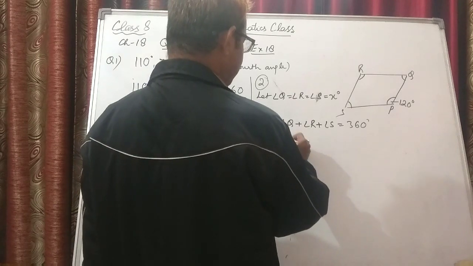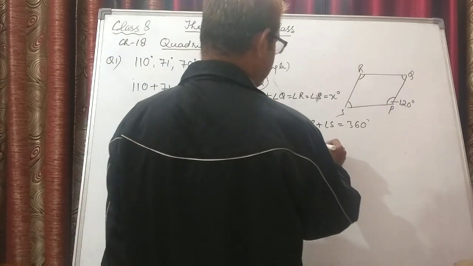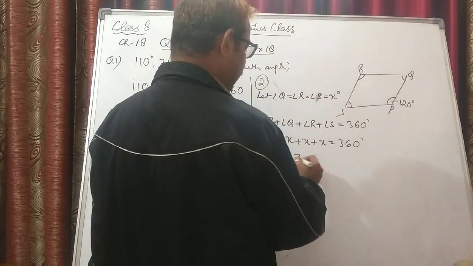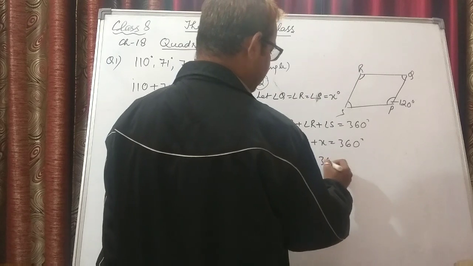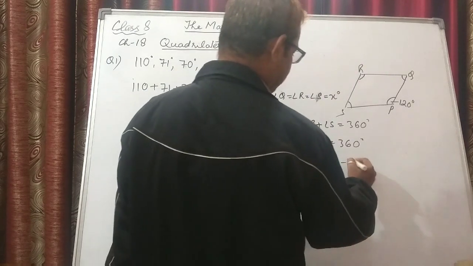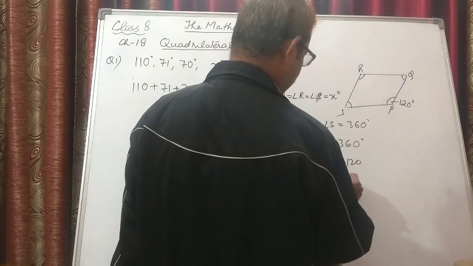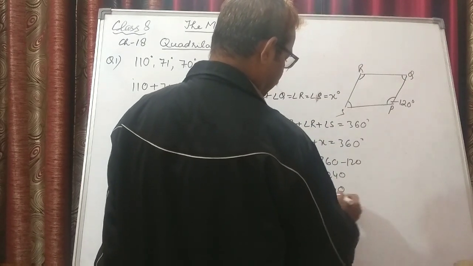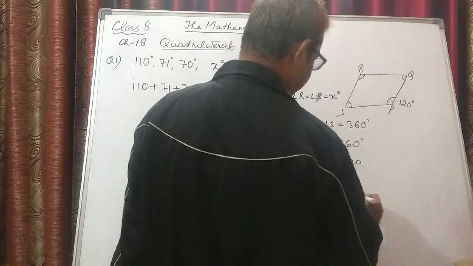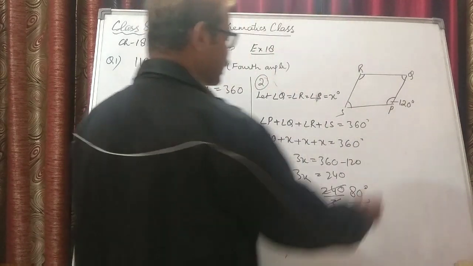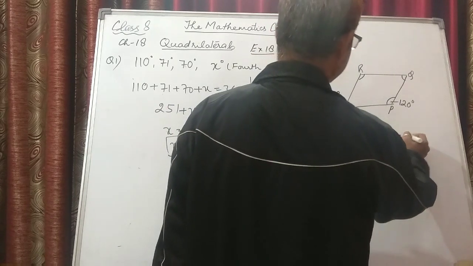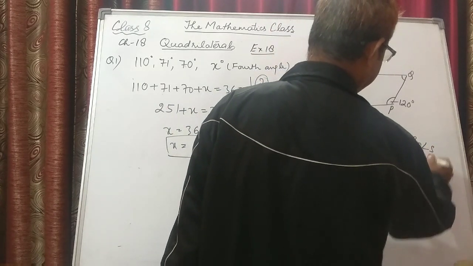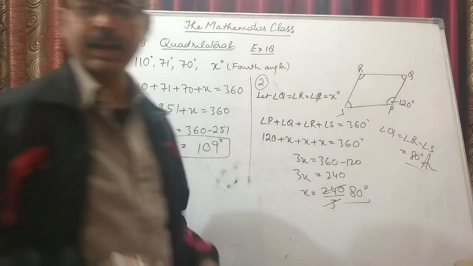So 120 plus x plus x plus x is equal to 360 degrees. This becomes 3x is equal to 360 minus 120, so 240 is equal to 3x. So x is equal to 240 upon 3, which is 80 degrees. It means angle Q is equal to angle R is equal to angle S is equal to 80 degrees. That is the final value.